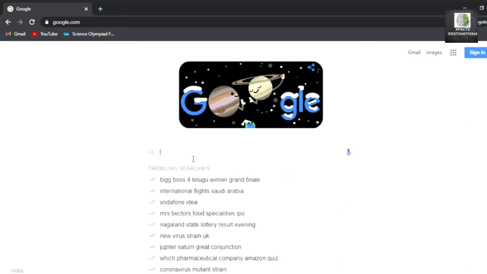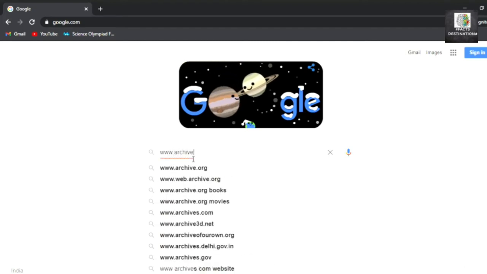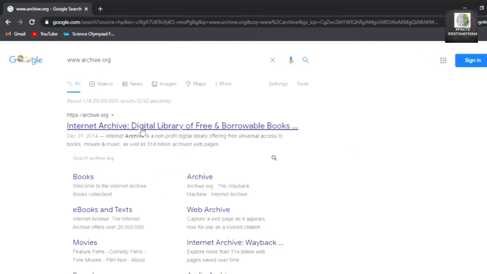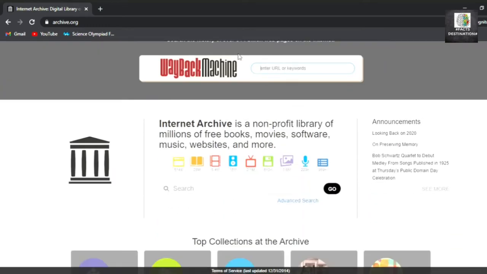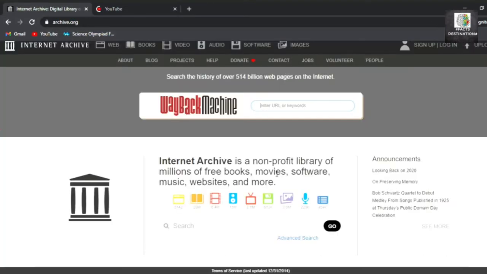The first website that we will visit is archive.org. So I am typing the web address. This is the website, www.archive.org. So I am clicking on the link and as you can see the website has opened and there is an option called Wayback Machine where you can see the history of almost all pages. Not all, but you can see the history of many pages on the internet.